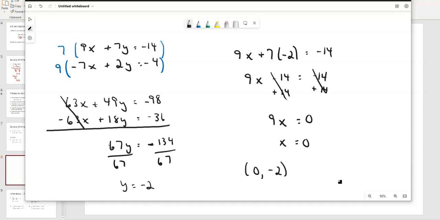And now you realize that if you go back to the original problem, 7 times negative 2 is negative 14. 2 times negative 2 is negative 4. Problem's done. Right, so that's what that looks like.